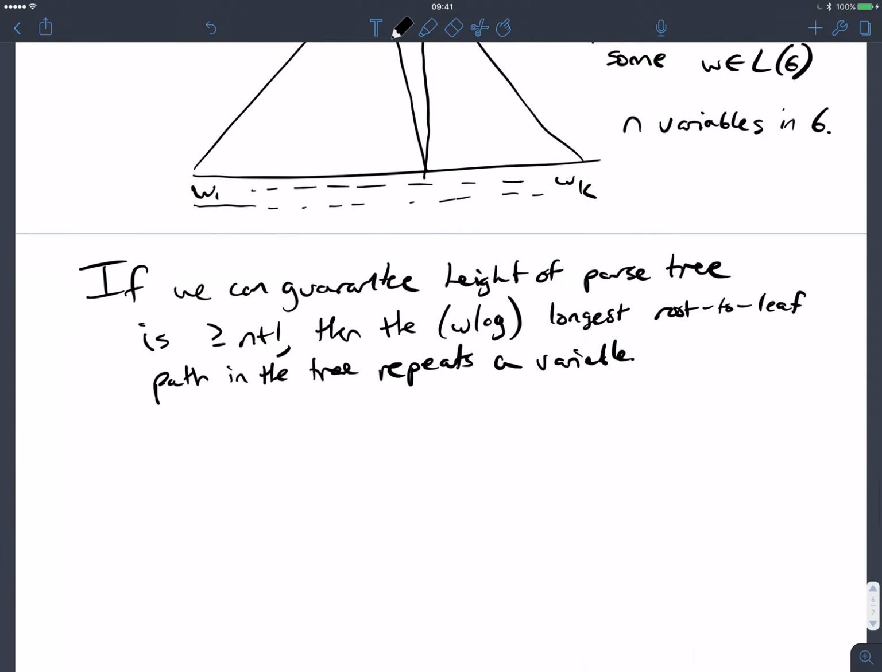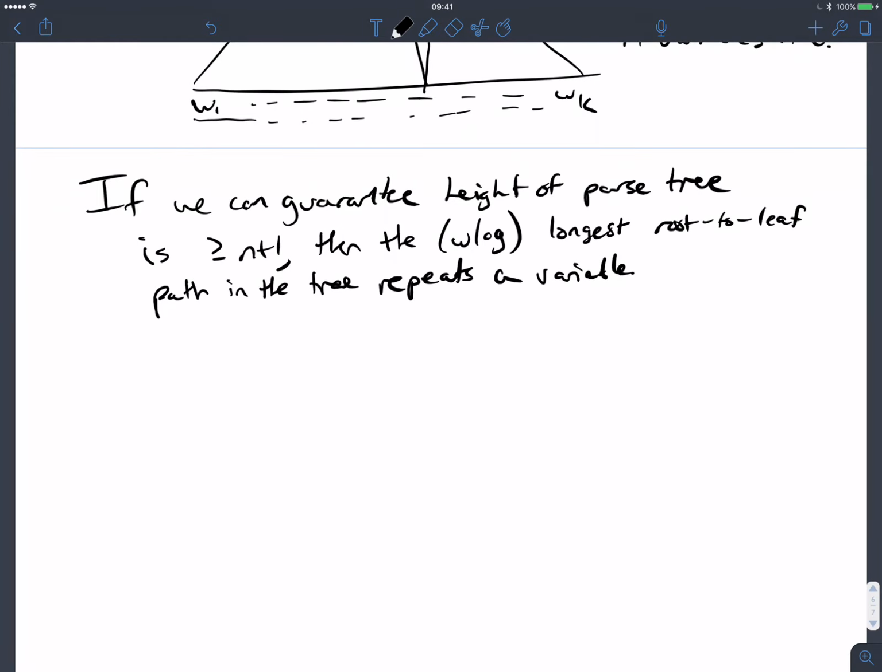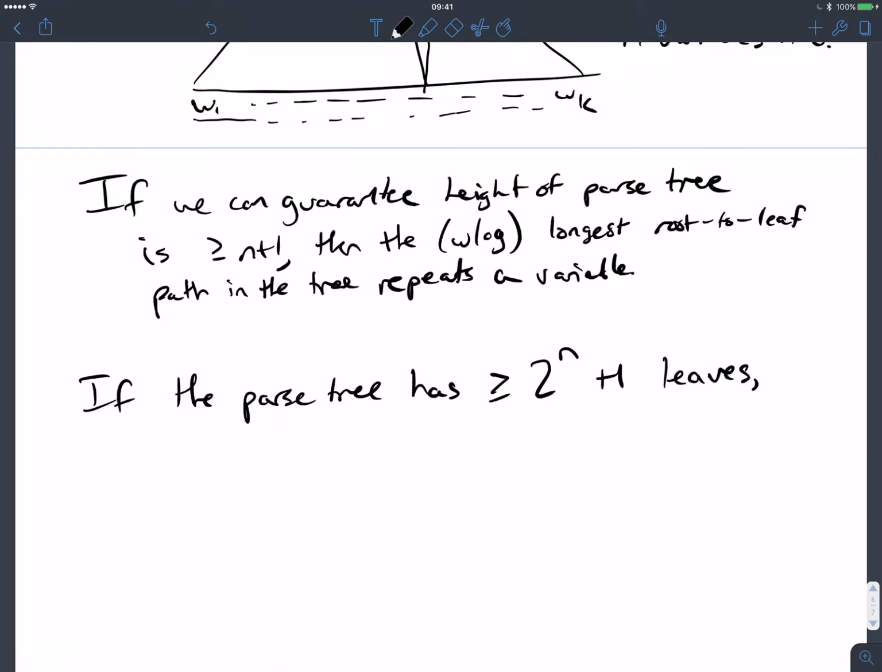So, how many internal nodes of a binary tree do I need in order to guarantee that I have height at least n plus 1? 2 to the n plus 1. So if the parse tree has, not necessarily internal nodes, but the number of leaves at the bottom, so has at least 2 to the n plus 1 leaves, then height is at least n plus 1.